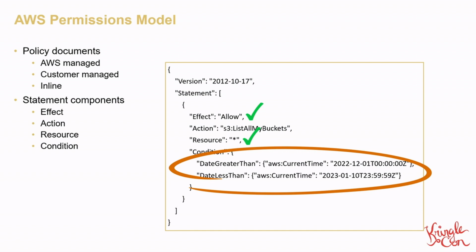Now, what can someone do with this policy? Well, they can list all my buckets. So they can get a listing of the S3 buckets that they have access to, right? So that is an example permissions document.